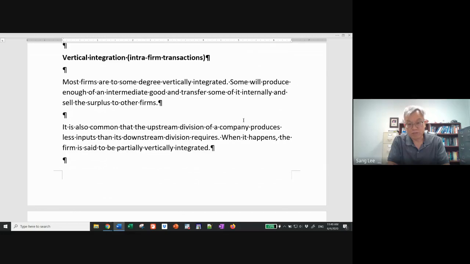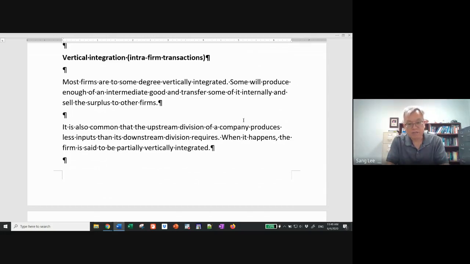Energizer is also a good example. Energizer is producing not only batteries but also flashlights. So it produces batteries more than enough, more than its downstream division, like a flashlight division, requires. And the surplus of the batteries will be sold directly to consumers. So it's vertically integrated.